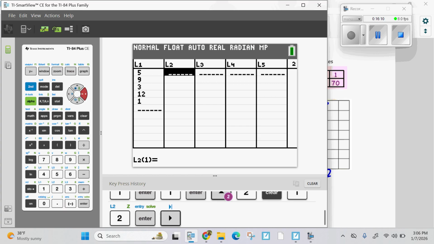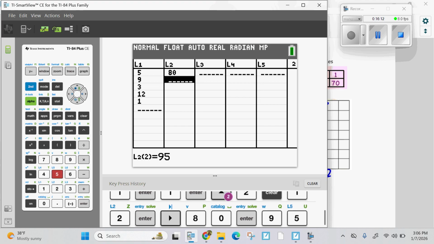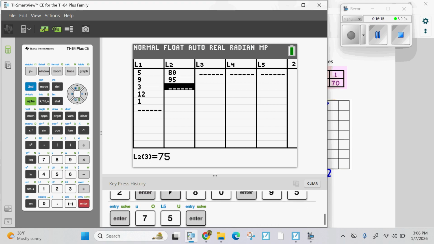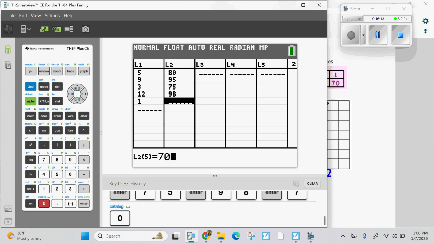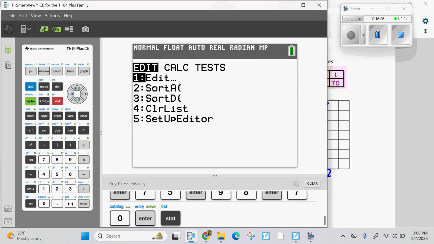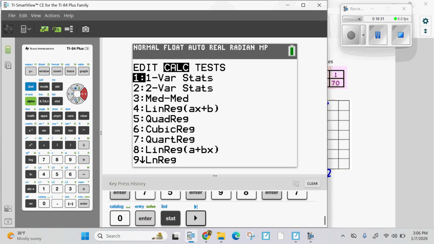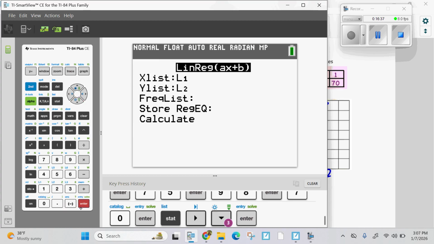And then I will put in all of my y values. 80, 95, 75, 98, and 70. From here, I'm going to click my Stat button again, and I'm going to arrow over to Calculate, go down to number 4, which stands for Linear Regression. I'm going to click Enter. I need to make sure list 1 is my x variable, list 2 is my y variables. I'll click Enter a few times, and once I get down to Calculate, that's the last time I'll press Enter.